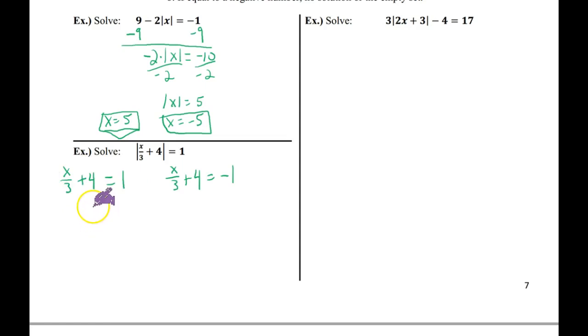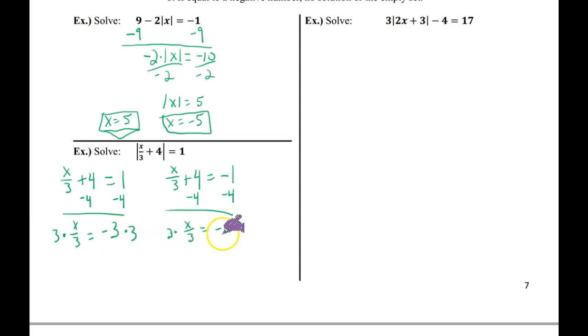So now I need to solve these individually. So I subtract 4, same thing here. I now have x divided by 3 equals a -3, and x divided by 3 equals a -5. And then I have to undo this division with multiplication. I'm going to multiply both sides by 3. Those divide out. I have x equals -9. These divide out, and now I have x equals a -15.